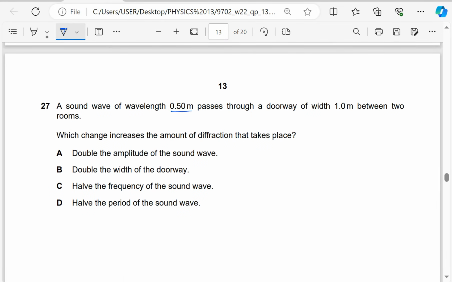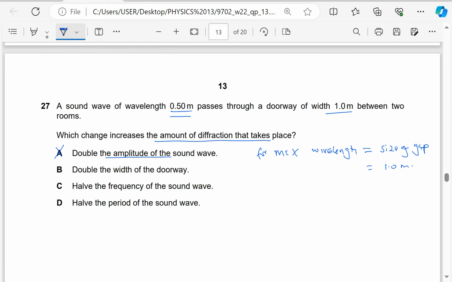A sound wave of wavelength 0.5 meters passes through a doorway of width 1 meter between two rooms, which change increases the amount of diffraction? For maximum diffraction, the wavelength should be equal to the size of the gap. In other words, the wavelength should be equal to 1.0 meters. But the wavelength we started with is 0.5. So if a condition doubles 0.5 to become 1, then the diffraction is maximum. Doubling the amplitude does not affect the wavelength.